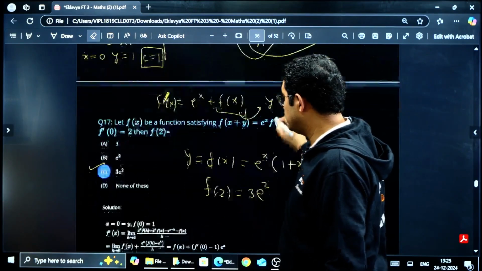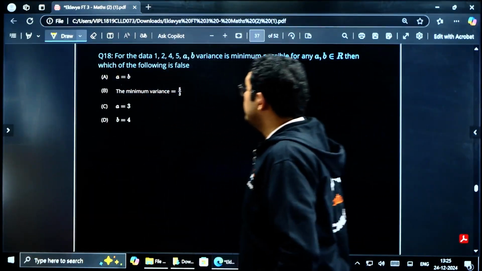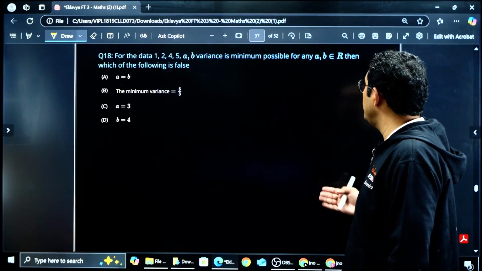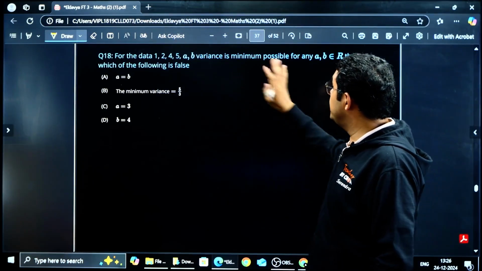Now moving to the next question, that is 18 actually. Here we are given that for the data 1, 2, 4, 5, a comma b, variance is minimum possible for any a comma b belongs to R. Then which of the following is false, they're asking. And they want variance to be minimum possible.